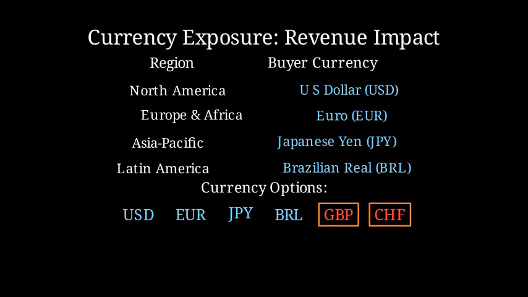Let's summarize. Revenue is affected only by currencies used by buyers in the four regions. Our regions use US dollar, euro, Japanese yen, and Brazilian real. Therefore, the currencies not involved are British pound and Swiss franc. So the final answer is GBP and CHF.